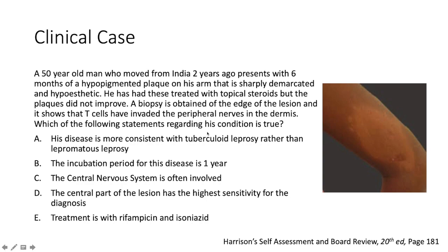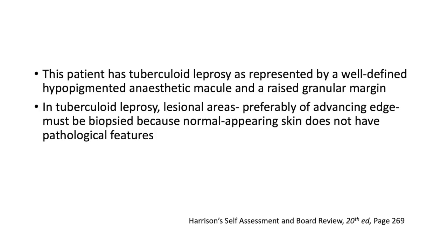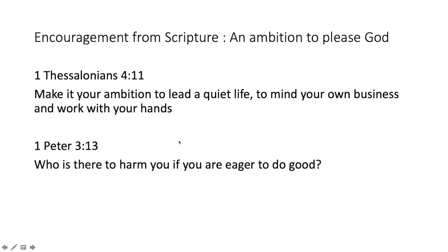So the answer to this one is his disease is more consistent with tuberculoid leprosy rather than lepromatous leprosy, right? So this patient has no doubt tuberculoid leprosy, as represented by a well-defined hypopigmented anesthetic macule and raised granular margin. In the tuberculoid variant, these lesional areas, preferably of advancing edge, must be biopsied because normal-appearing skin simply does not display the pathological features histologically speaking.